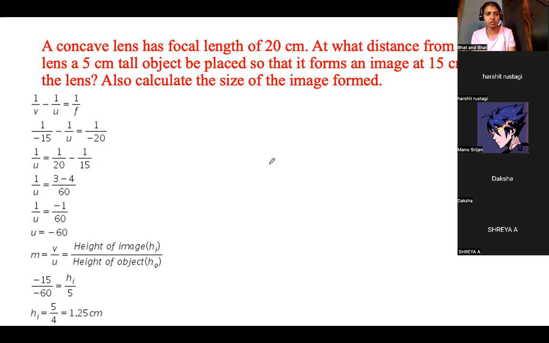So here what is given is we have to take v negative. Why v is negative is they have just told that it is in front of the lens. Okay, so v has to be taken negative here. So you will get u is equal to minus 60, fine, and magnification, so minus 15 by minus 60, so you will get hi is equal to a positive value.